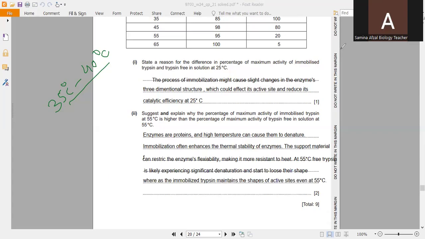So enzymes are proteins, and high temperature can cause them to denature. Immobilization often enhances the thermal stability of enzymes. So the support material can restrict the enzyme's flexibility, making it more resistant to heat. At 55 degrees centigrade, free trypsin is likely experiencing significant denaturation and losing its shape, whereas the immobilized trypsin maintains the shape of its active site even at 55 degrees centigrade. So we can say that immobilization is very helpful to save the enzymes from wastage and from denaturation, and in this way we can also increase the efficiency and activity of the enzymes.